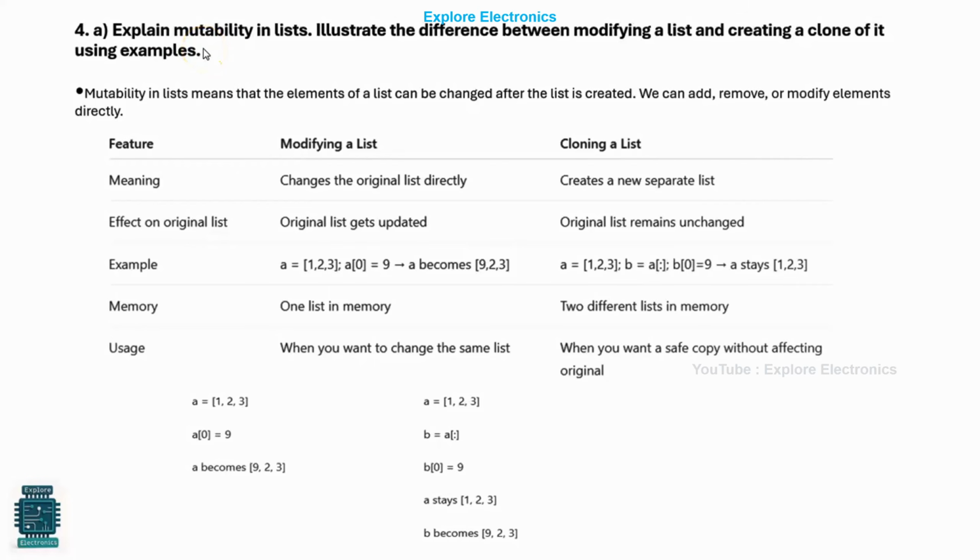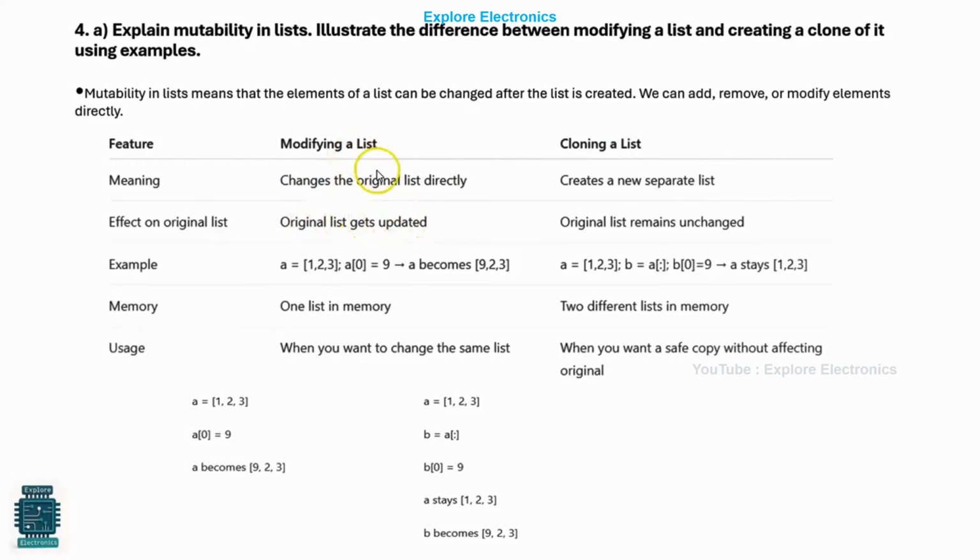Here they have asked the difference between modifying a list and creating a clone of it. Let us see. Modifying a list means changing the original list directly, which means the original list is changed. Cloning a list means it creates a new separate list. Here, modifying a list means the original list gets updated.